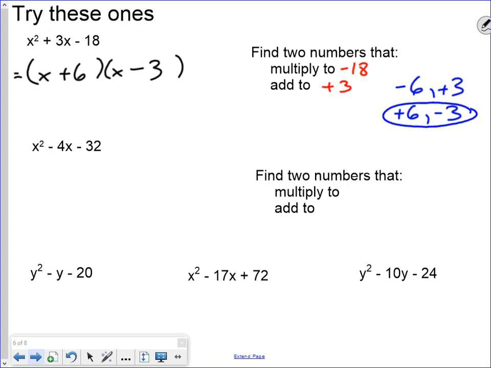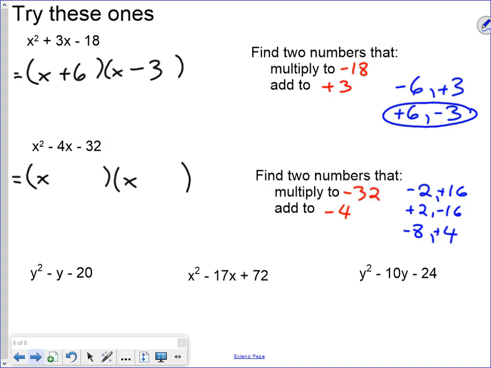Our next one here, x squared minus 4x minus 32. Again, x and x. I need two numbers that multiply to negative 32 and add up to negative 4. So 32, let's see, there could be 2 and 16, but even if I change the signs, like make it positive 2 and negative 16, that's not going to work. I think the numbers that we want are 8 and 4. So positive 8 and negative 4 is another possibility. Which one adds to give us the negative 4? Those two right there. So it's going to be x minus 8, x plus 4. And remember, the order doesn't matter. It could just as easily have been x plus 4 and x minus 8.